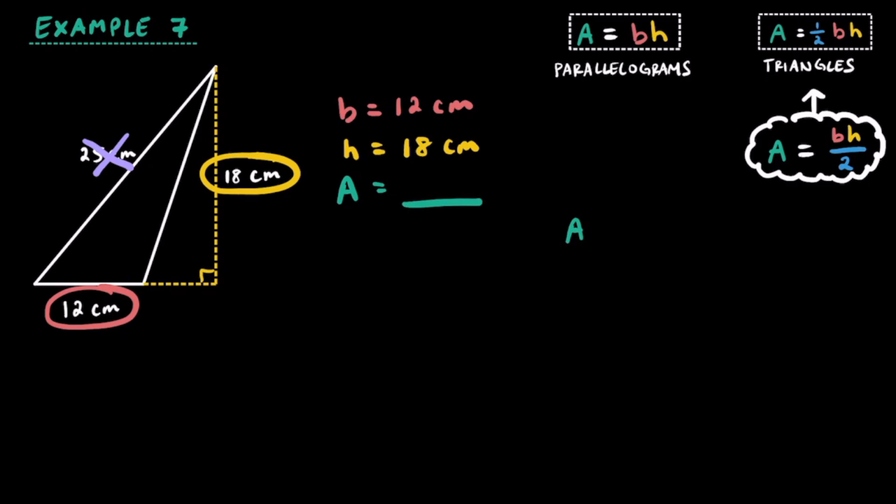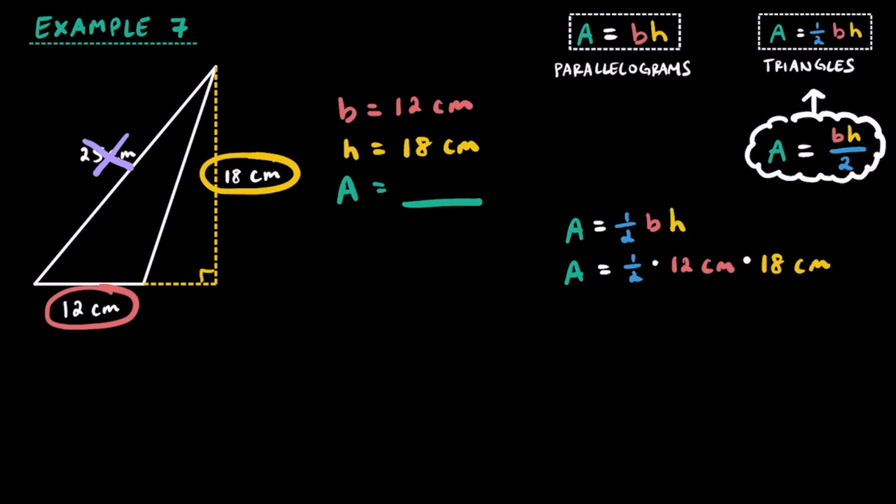Going ahead and writing our formula, we can say capital A is equal to 1/2 multiplied by the base and the height. And making some substitutions in here, we can say, okay, the area is going to equal 1/2 multiplied by b, which is going to be 12. We'll say that's 12 centimeters. And we still have to multiply that by the height, which is going to be 18 centimeters.